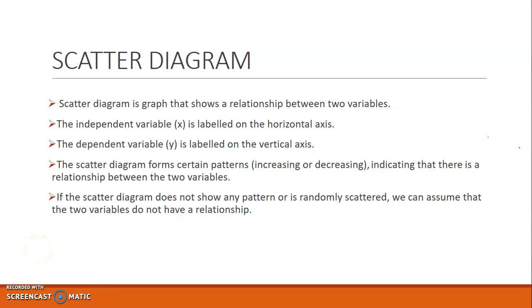Okay, we are still in the introduction part of chapter 3. This is about the scatter diagram, also known as scatter plot. A scatter diagram is a graph that shows a relationship between two variables. From the graph of a scatter diagram, we can describe the relationship between two variables. The relationship can be a positive relationship or a negative relationship.